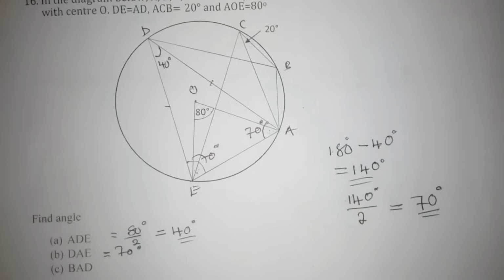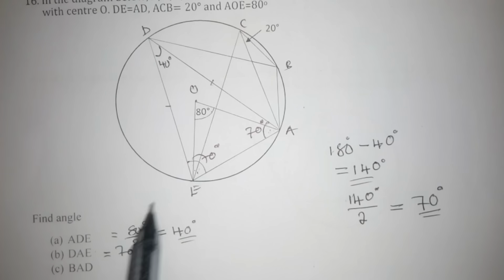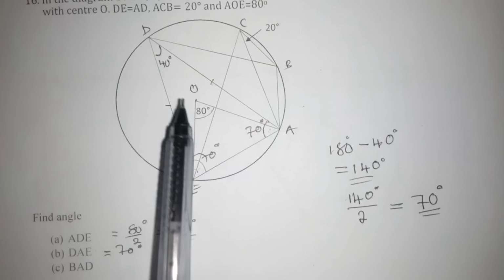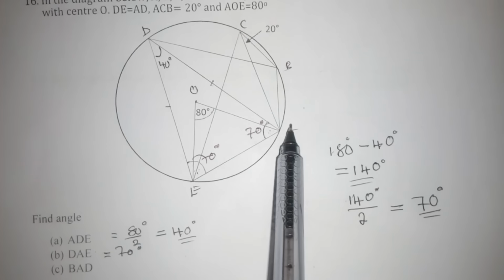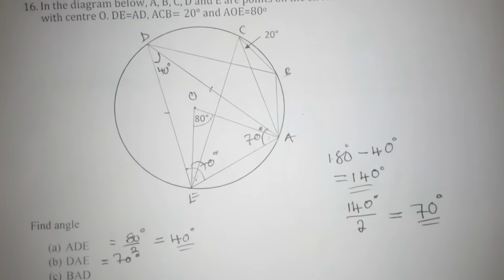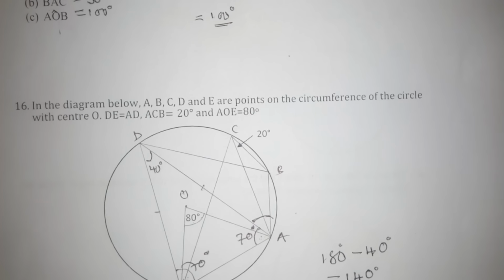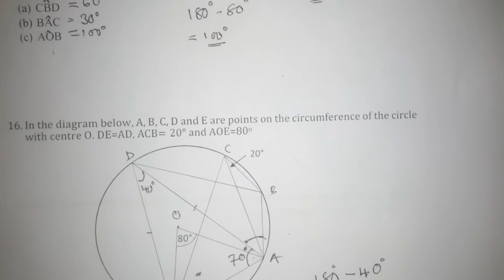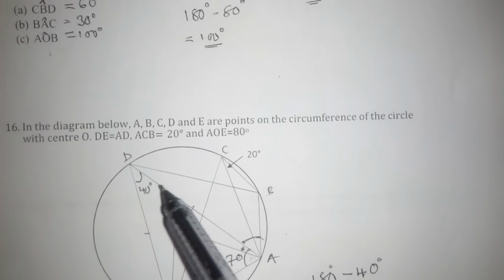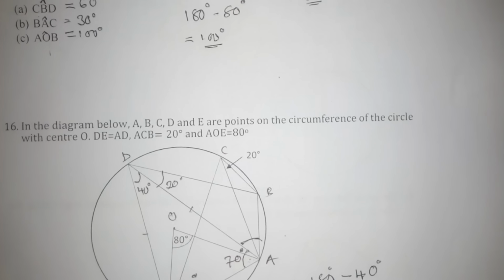So let's check the last one. The last one here, they want us to find the angle B. What is B? It's over here. A and D. So they want us to find this angle over here. So how do we find that angle? We know that this angle is 20 degrees. By now we should know that it's 20 degrees.